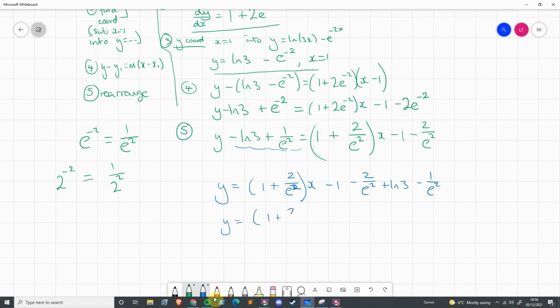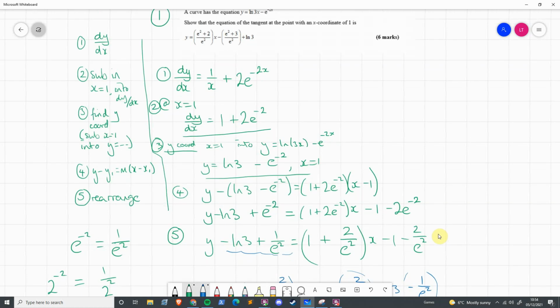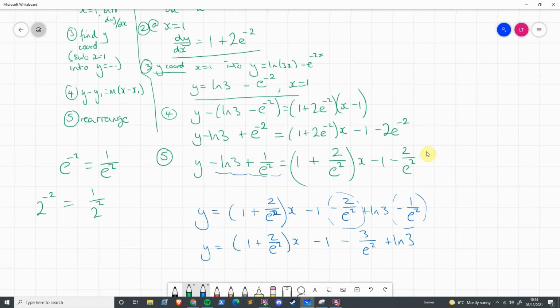So minus 1, these two things can come together, can't they? So that's minus 3 over e squared plus ln 3. Let's just take another peek at what they want, because they've wanted it in quite an awkward way. So they want it as like 2 fractions over e squared and then plus ln 3.